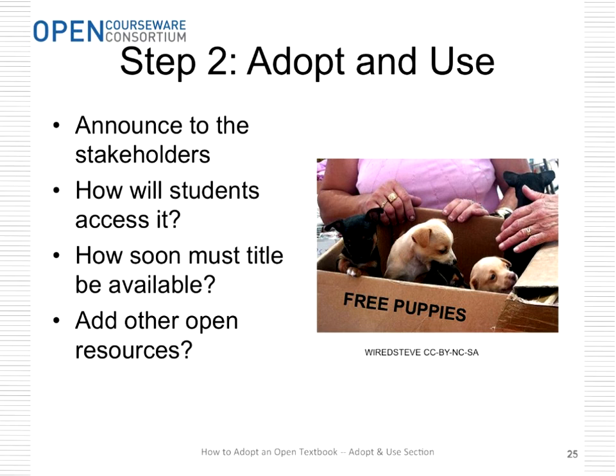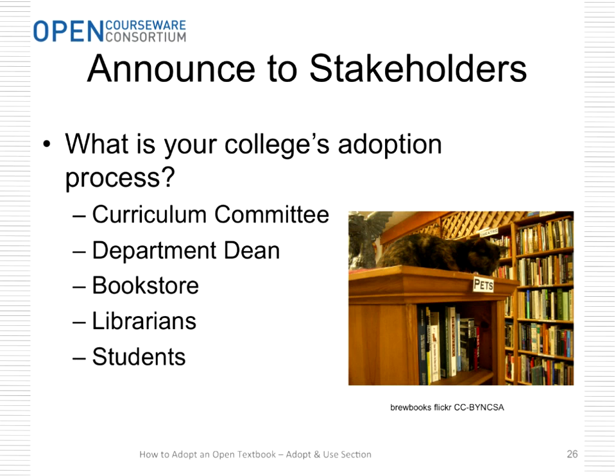And now I'm going to try and go through adopt and use quite quickly. There are some key components to this, many of which are the same as when you adopt a commercial textbook, but there are different pieces that you need to be aware of because open textbooks will work a little bit differently than commercial textbooks. So I'm going to go through these steps really quickly. The first one is, if you find an open textbook that you want to adopt in your classroom, you need to, of course, take care of your college's adoption process and manage that.